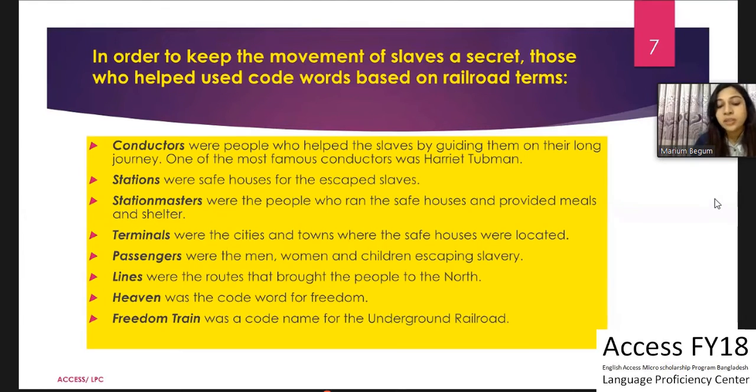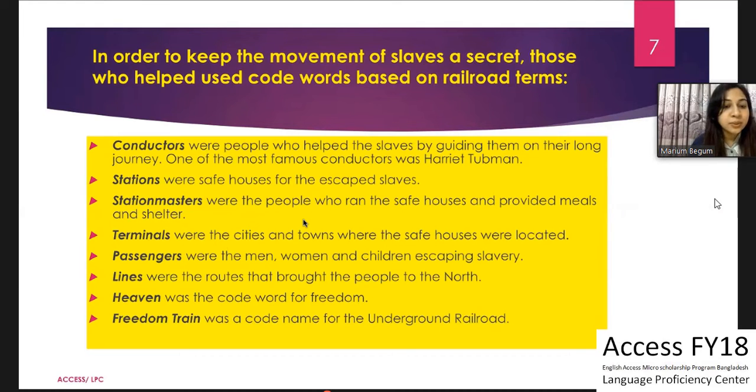It was a long journey heading towards the north. Sometimes they used rail, sometimes they used boats, sometimes buses. So it's a long journey for them, and these conductors actually help them to escape. One of the most famous conductors was Harriet Tubman. If we have time, we will show her picture. Her contribution was huge in this movement on the Underground Railway.